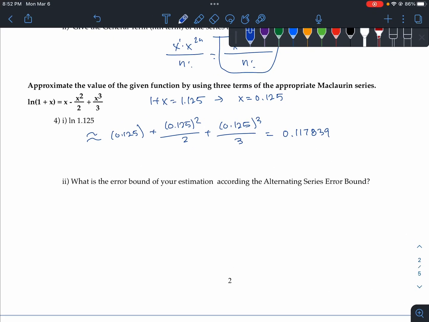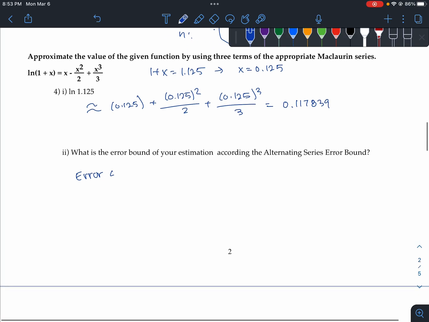Okay, what is the error bound of your estimation according to the alternating series error bound? So you can note that this is an alternating series with positive, negative, and the next term would be negative. So the alternating series error bound says that the error has to be less than, or just less than, it might be equal to, I can't remember. Has to be less than for sure the absolute value of the n plus 1 term. Now the n plus 1 term in this case would be negative x to the 4th divided by 4.